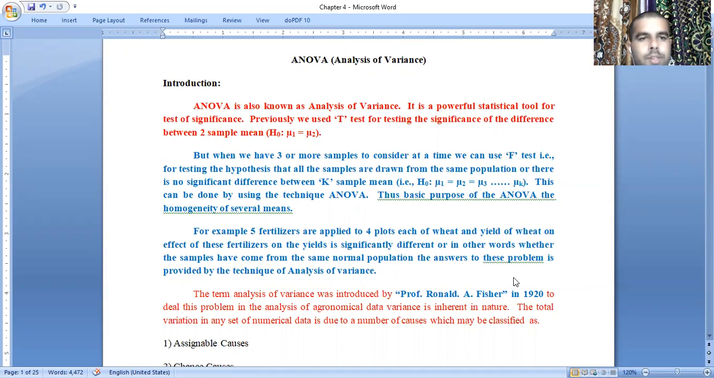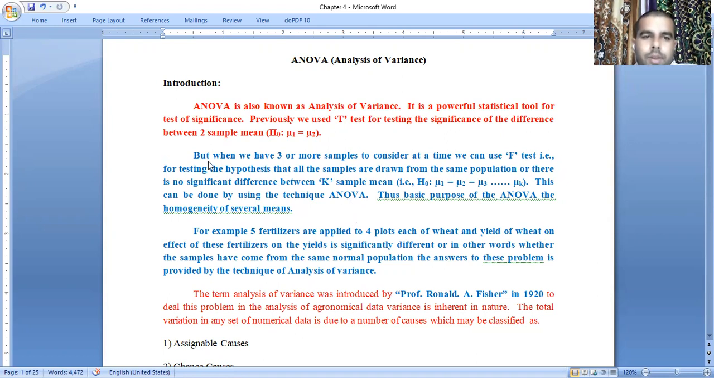So here you observe the introduction. ANOVA is also known as analysis of variance. It is a powerful statistical tool for the test of significance. Previously we used the t-test for testing the significance of difference between two sample means, that is H0: mu1 equals mu2. Observe carefully. Previously, while doing the problems, when there were only two samples, we used the t-test. But if the sample size is 3 or more, then we need to apply the F-test.